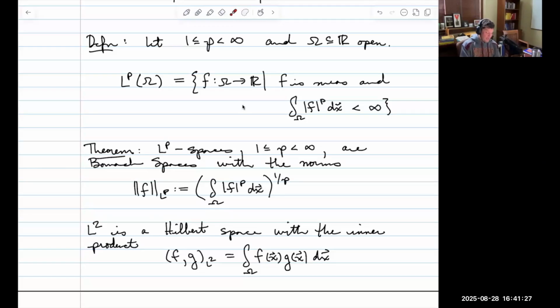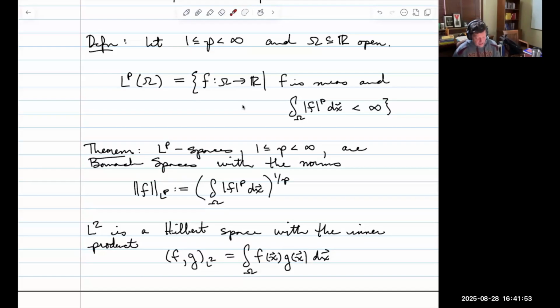So what do I mean by the L^p functions? I mean functions which are Lebesgue measurable from Omega into R, such that this integral is finite. Okay, the integral of the absolute value of f to the p power. p is any number between 1 and infinity, not including infinity.